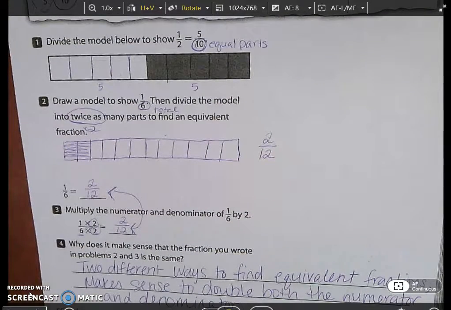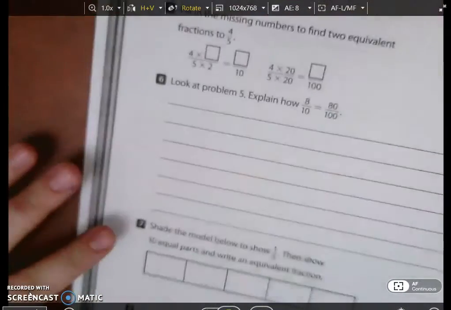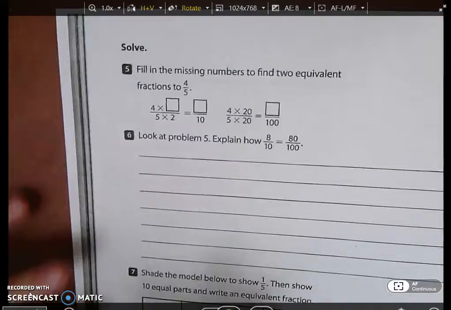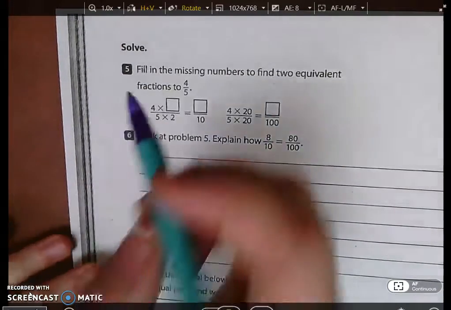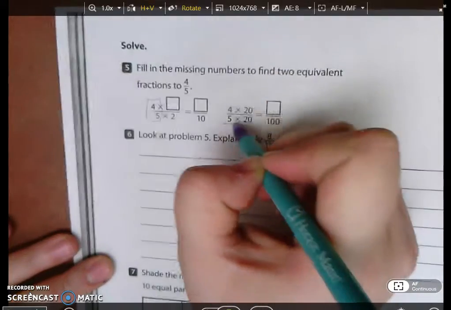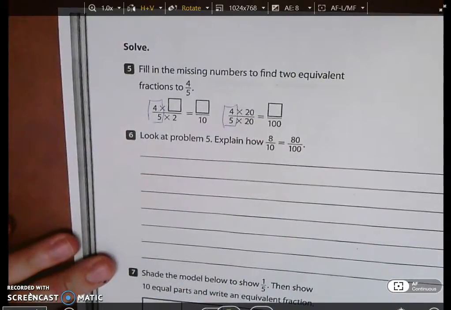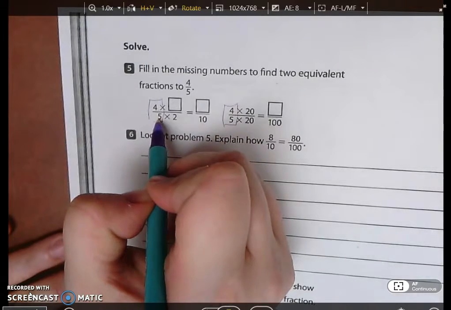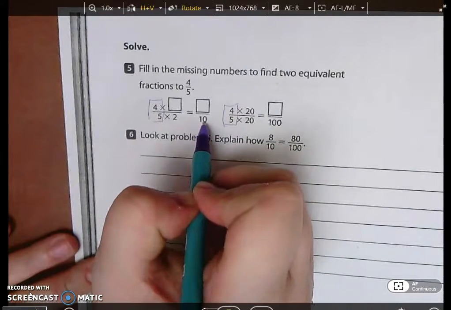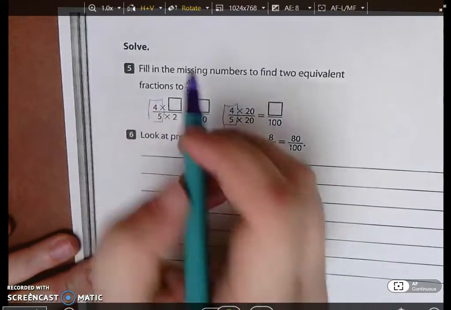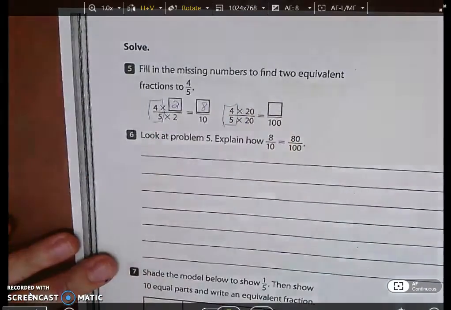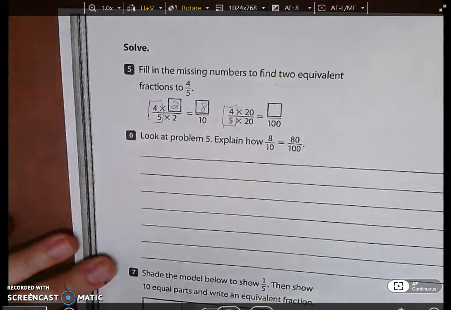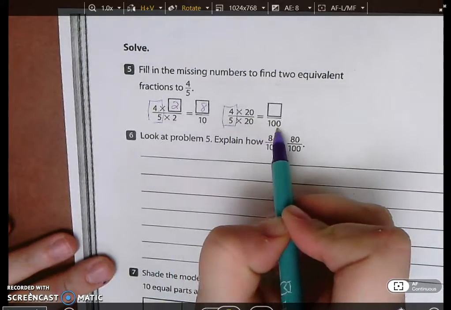Okay, if you would go to that second page, looks like this now. Starting with number 5, we're going to fill in the missing numbers to find 2 equivalent fractions to 4/5. So we're starting with 4/5 on both of these, and we're going to find some equivalent fractions. So I know that 5 times 2 equals 10. If I multiply by 2 on the bottom, I have to multiply by 2 on the top. 4 times 2 equals 8. 8/10.